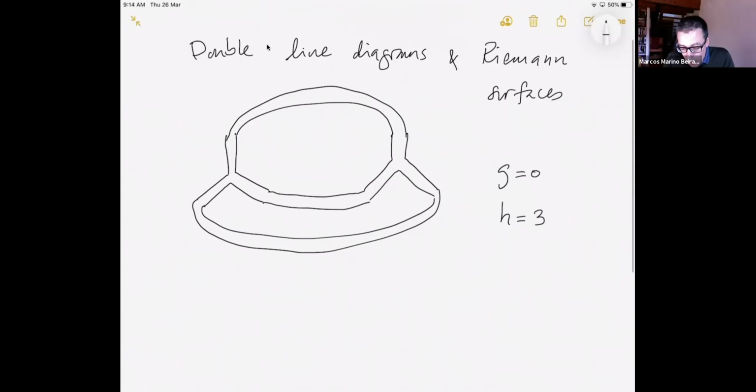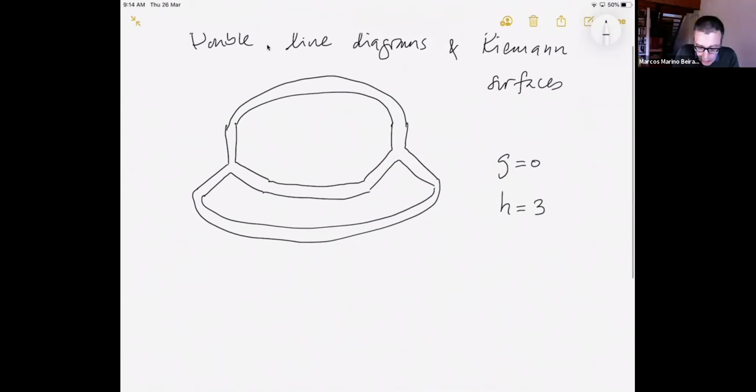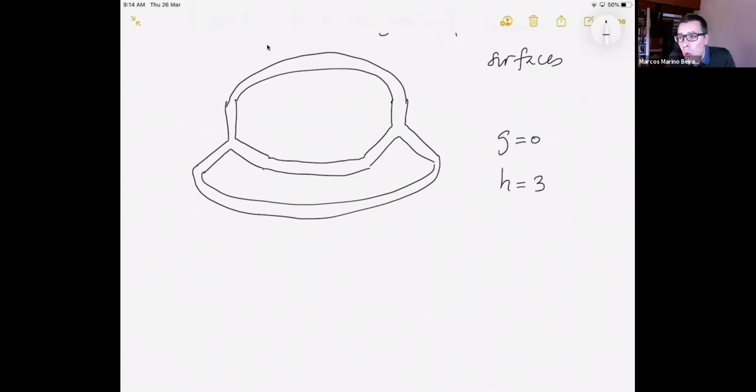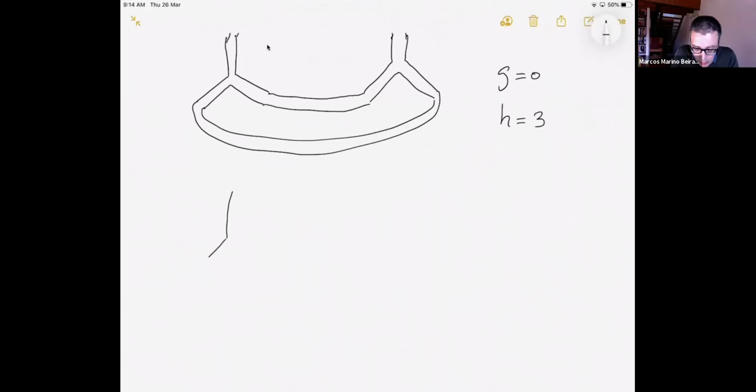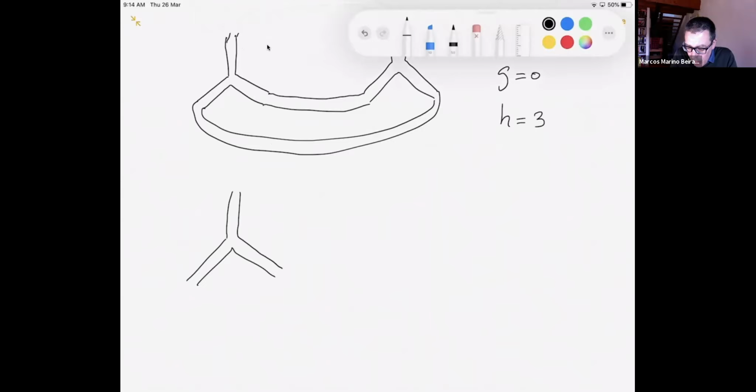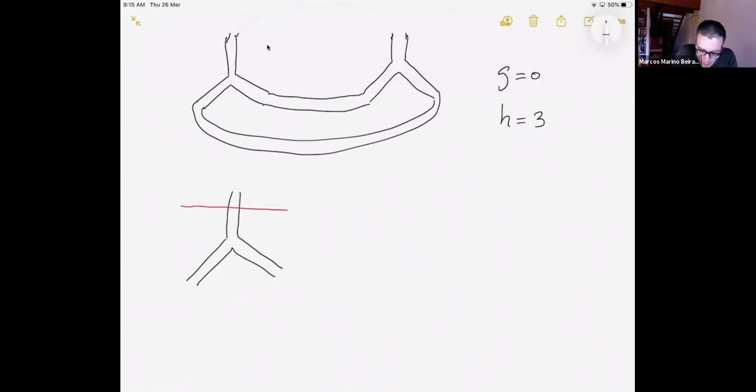But there is another point of view which is also very useful, in which we associate double line diagrams to Riemann surfaces with no holes. And the way to do this is what is called sometimes in physics going to the dual graph. So you can think about this as a graph, and then you can associate a dual graph by essentially associating the outgoing edges to orthogonal edges. So this object here can be associated to a triangle. Okay.